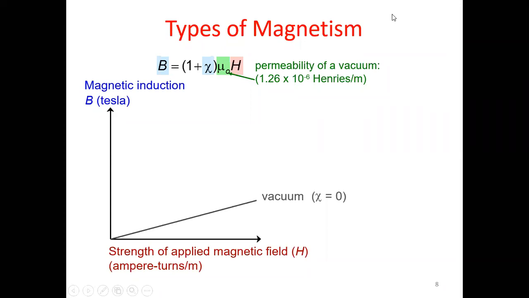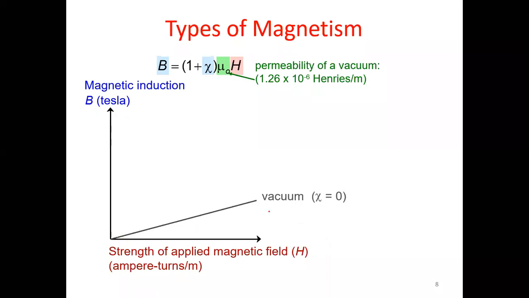Okay, so in the last class, we studied the types of magnetism, and we saw how various types of magnetic material are magnetized in the presence of a magnetic field. This graph shows magnetic induction as a function of applied magnetic field.